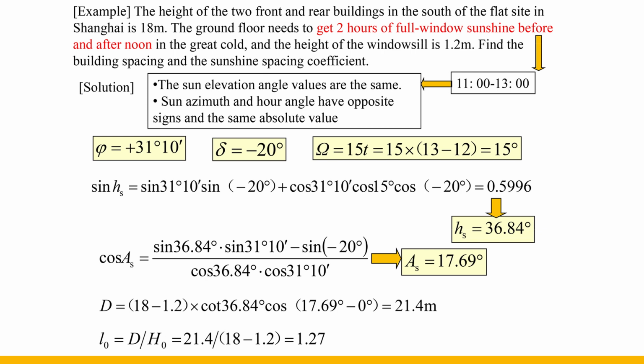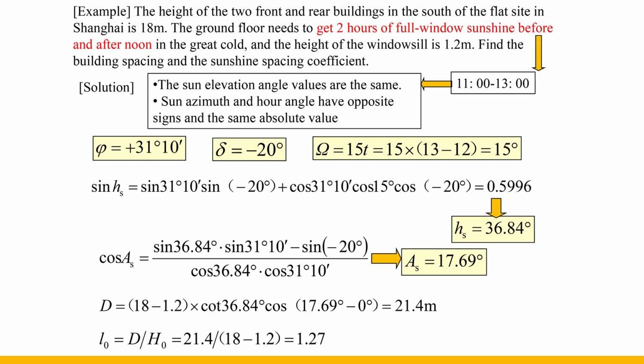It can be seen from the Shanghai data that the latitude is equal to 31 degrees 10 minutes, and the declination angle is equal to minus 20 degrees on the Great Cold Day. It is 2 hours before and after noon, from 11 to 13 o'clock. Since the sun's altitude at 11 o'clock and 13 o'clock is the same, the absolute values of the solar azimuth angle and the hour angle are the same, with opposite signs. Calculated at 13 o'clock, the hour angle is equal to 15 degrees.